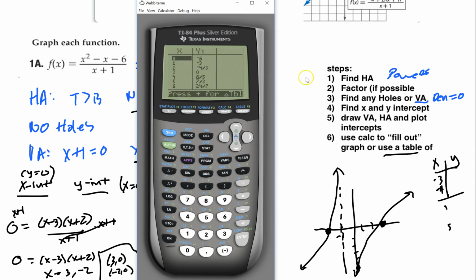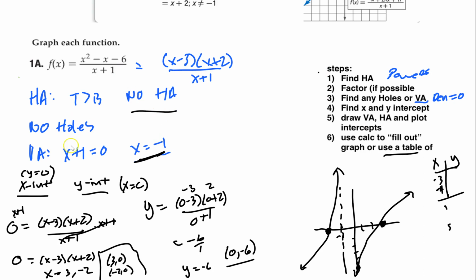Again, why don't we just go straight to the calculator? Because I want to see, you have to find horizontal and vertical asymptotes. That's super important. It's like, for me, it's actually the main part of this whole lesson.